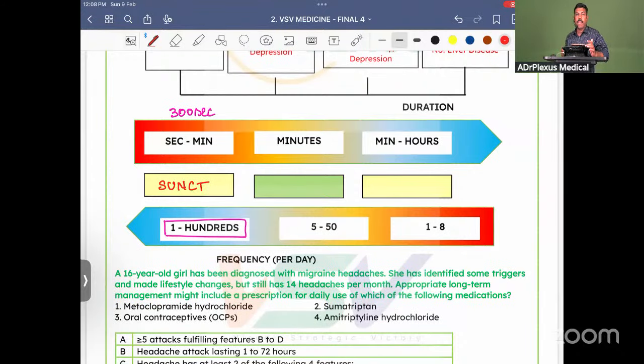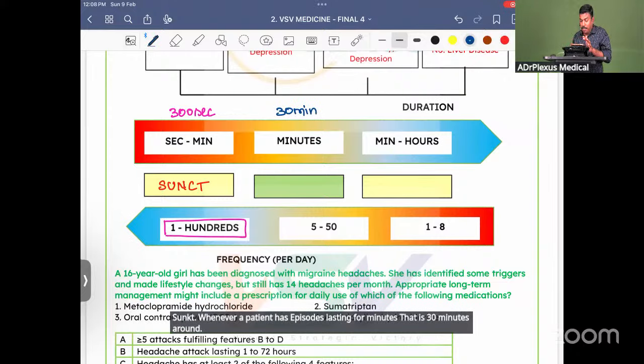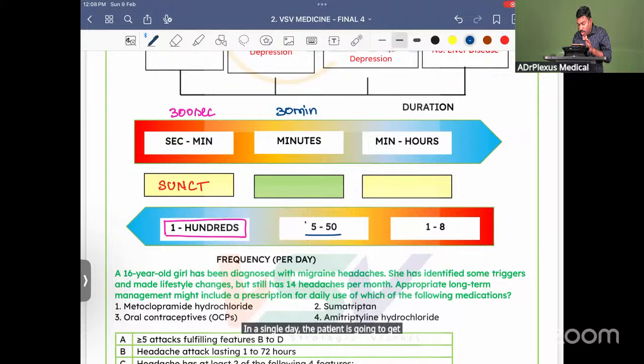SUNCT. Whenever a patient has episodes lasting for minutes, around 30 minutes, and in a single day the patient gets around 50 attacks, then it is called paroxysmal hemicrania.